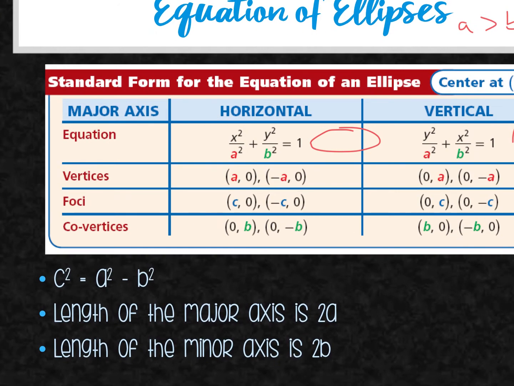And then we use this formula here to find our C, which is the focus. So this helps us find the focus, or the foci, because there's two of them. So we're going to use this: C squared is equal to A squared minus B squared. Remember, C is the length from the center to the focus.